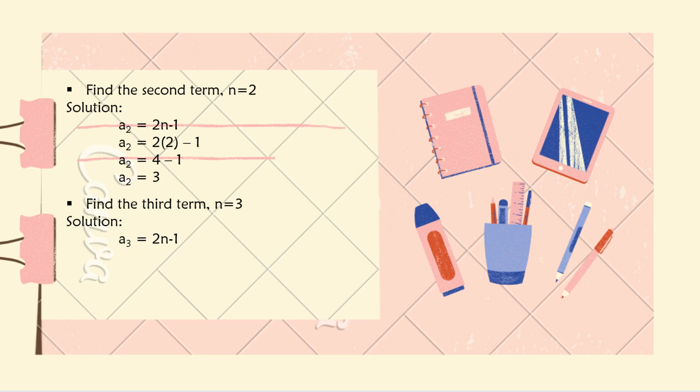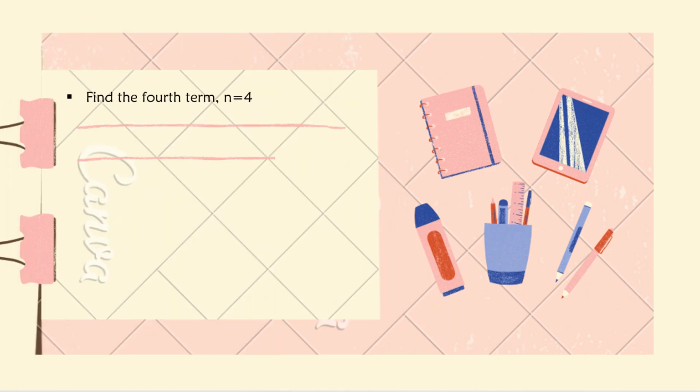So let's have our solution. So we have the general term again. So for finding the third term, a sub 3 is equal to 2n minus 1. So we have a sub 3 is equal to 2 times 3 minus 1. A sub 3 is equal to 6 minus 1. So we have a sub 3 is equal to 5.